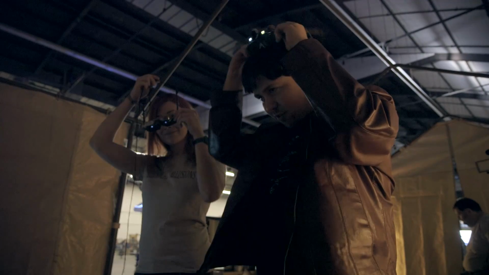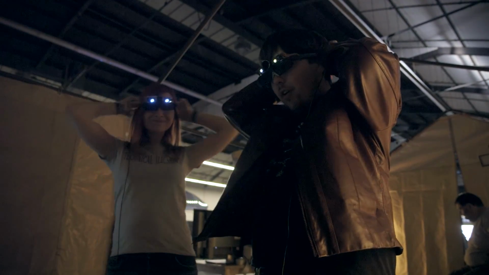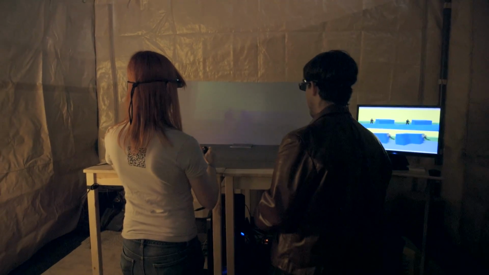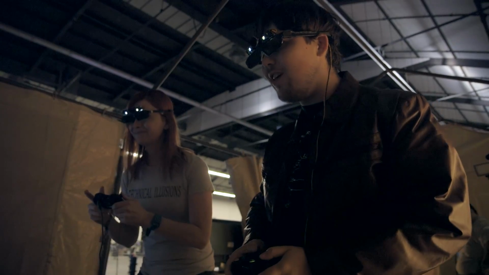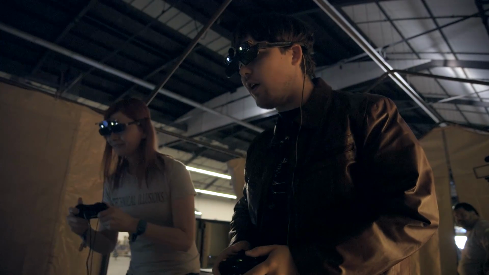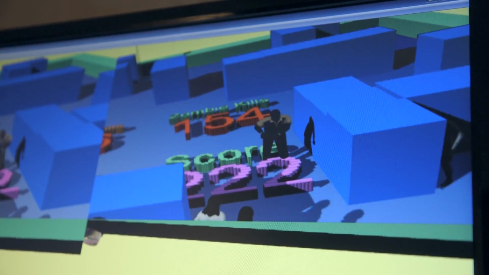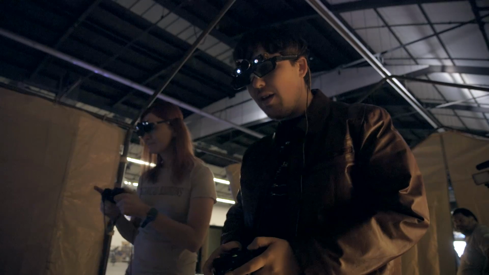So here we have a couple of pairs of these glasses, because we're going to play a multiplayer game. And now we're going to begin Zombie, King of the Hill, Capture the Flag. Both of us are looking at the retroreflective surface simultaneously, but because of the way it reflects the light, we can actually both see independent images at the same time. Each have our own 3D perspective on the game.